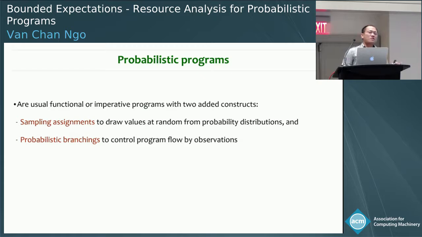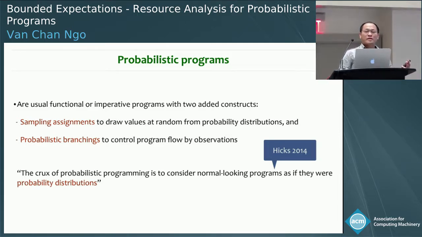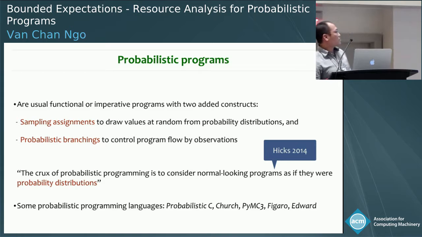In this work, we are working with probabilistic programs. So what is a probabilistic program? They are functional or imperative programs with two added controls. The first one is sampling assignment, to draw a value at random from a probability distribution. The second one is probabilistic branching, used to control program flow by observation. We can think of programs as probability distributions. And here are some probabilistic programming languages in practice, for example Probabilistic C, PyMC3, a third-party library of the Python language, and Figaro or Edward.